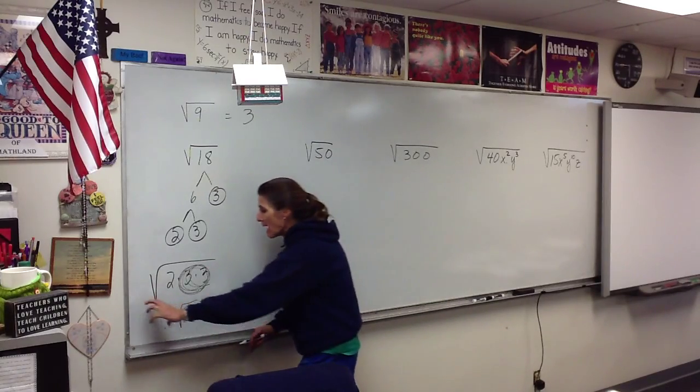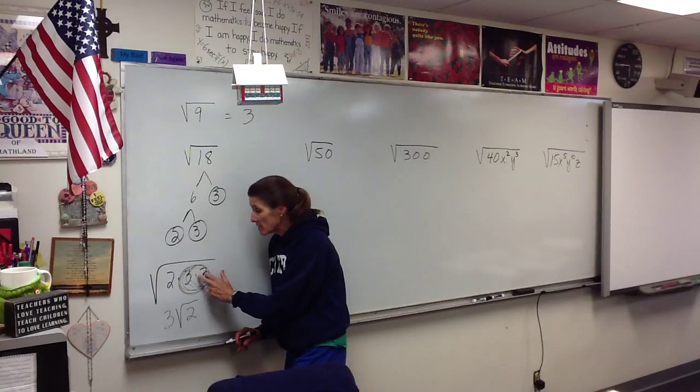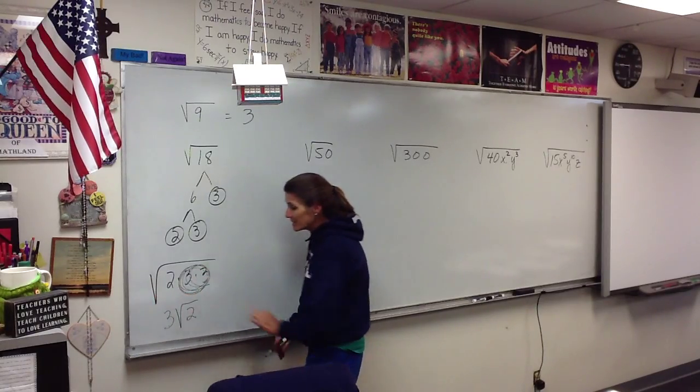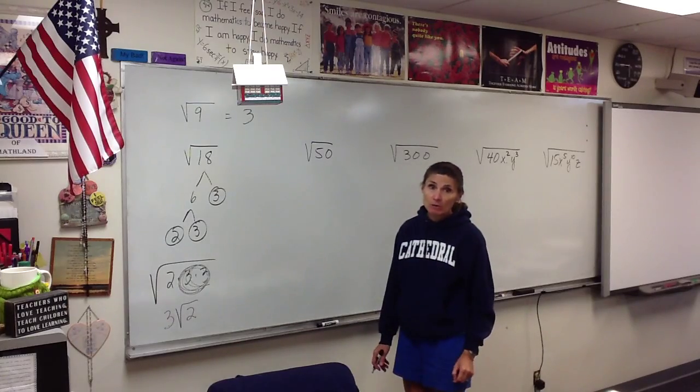So the 3 comes out, the 2 stays in. The 3 comes out because there are 2 of them. They make a square. They're squared. There's 2 of them, so they can come out. The 2 has to stay inside because he's all alone.